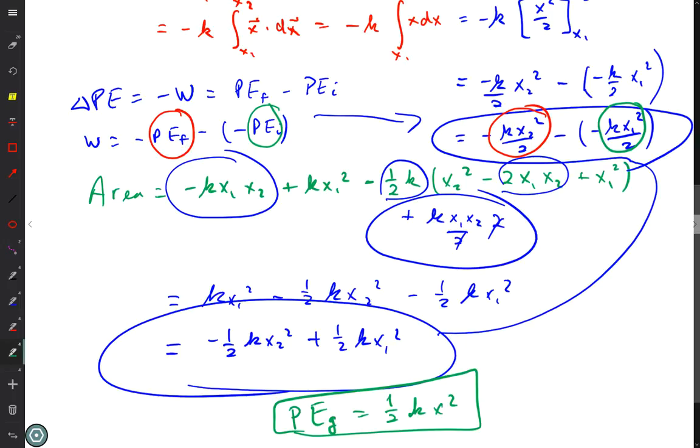Now in this case, there is a specific reference point for x. X is 0 when the potential energy is 0, which is when the spring is unstretched. So our potential energy is 0 when x is 0 is built into this. You don't have an arbitrary choice for where you can put 0 potential energy for a spring. But that's how we calculate the potential energy equation for the spring.